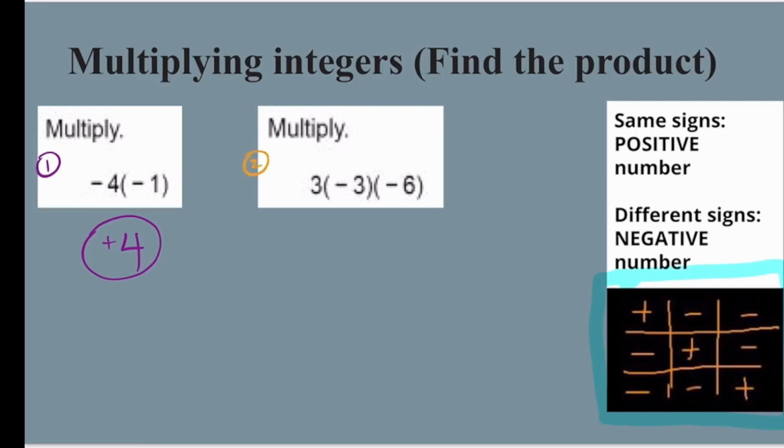Number 2, we have 3 numbers here, so we're going to do 2 at a time. 3 times -3: 3 times 3 is 9, and a positive times a negative is negative. We're going to bring down the -6. A negative times a negative is a positive. 9 times 6 is 54.